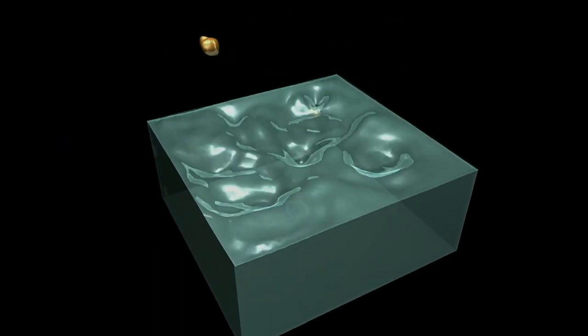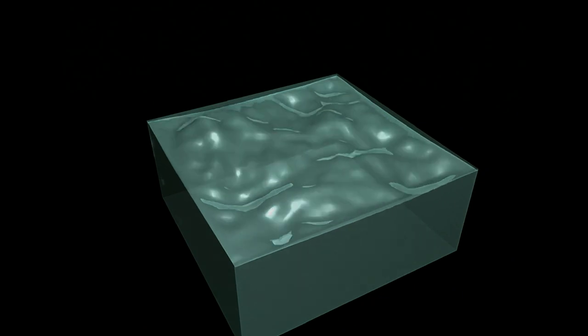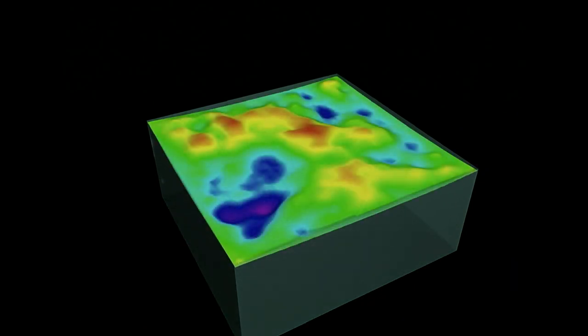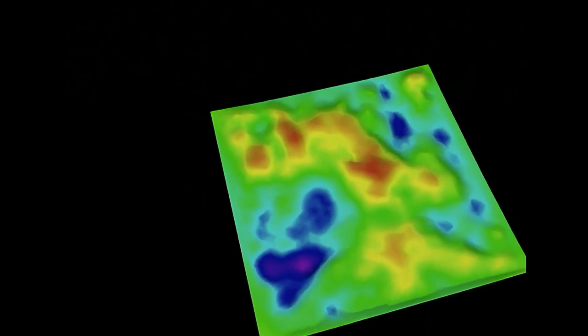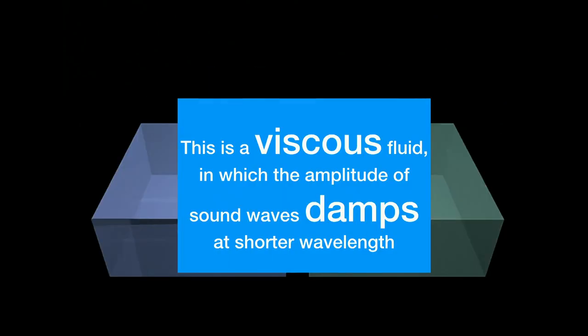And now if you throw tofu into the miso soup, it creates ripples. But how exactly these ripples are created, and moreover how fast they damp, depends on the composition. How much miso do you have, right? So perhaps it's really like a miso soup, no? And this is a viscous fluid in which the amplitude of sound waves damps at shorter wavelengths.